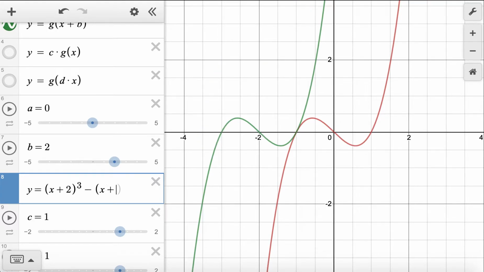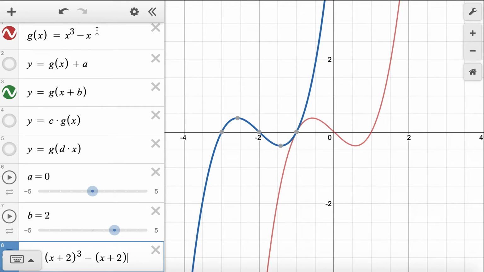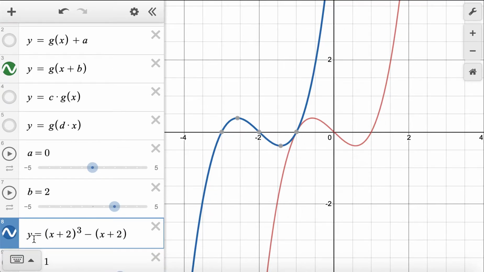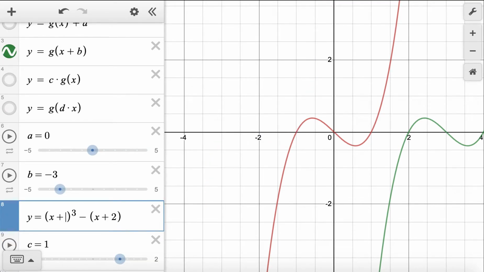So x plus 2. That's what this replacement is really doing. It's taking every x in the original equation and plugging in instead x plus b, and in this case b equals 2. So it's basically taking the equation and replacing every x with x plus 2. Or if I make b equal to -3, for example, that would be like taking every x and replacing it with x plus -3. That gives me the same graph.